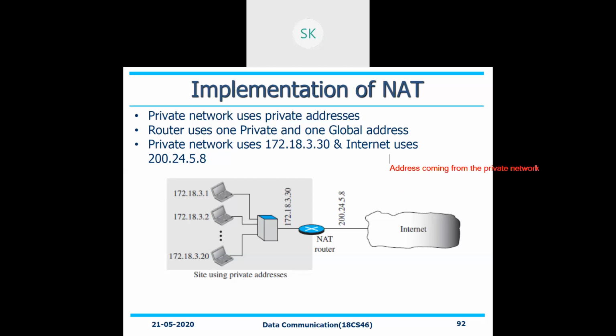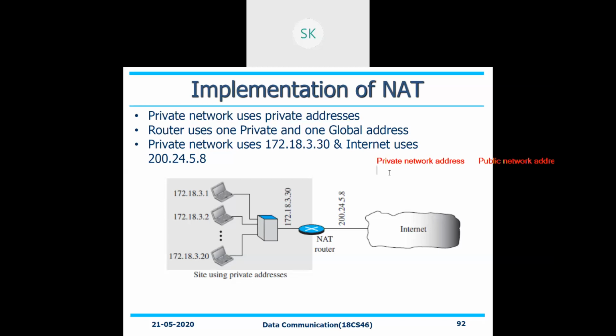Okay, so it should be erased. What I'll do is I'll use private network and public network. That would be good. Private network address, public network address. So these are the two types of addresses that will be maintained in the network address translation table.